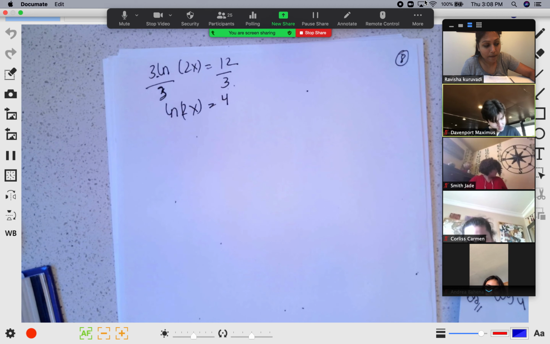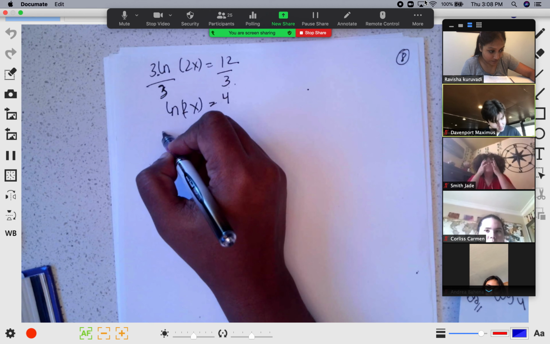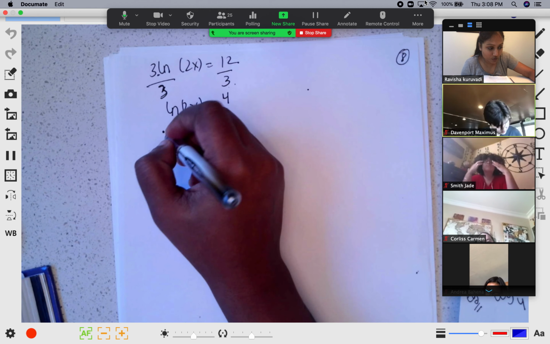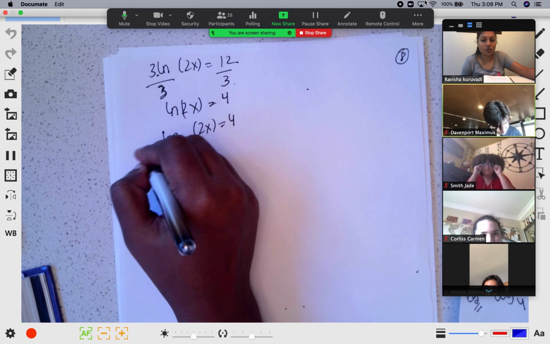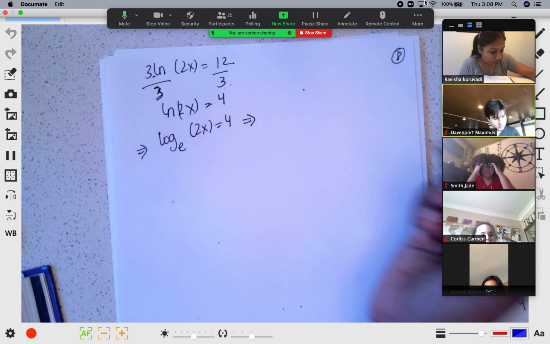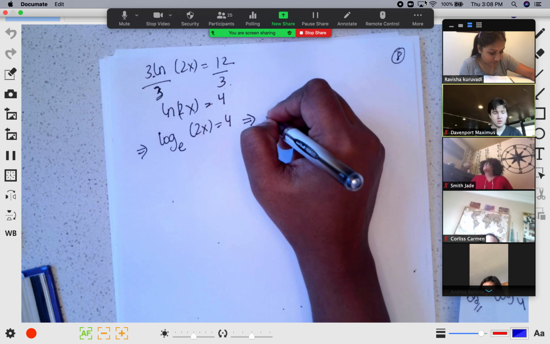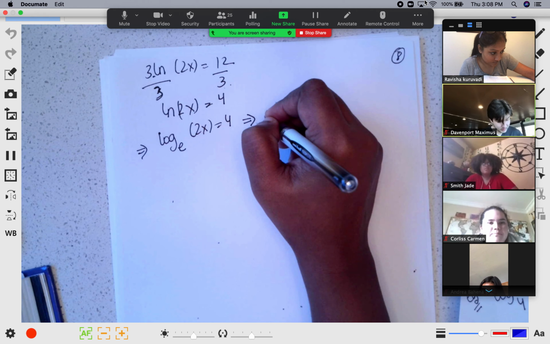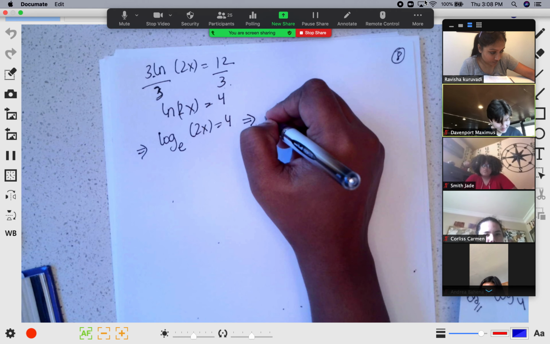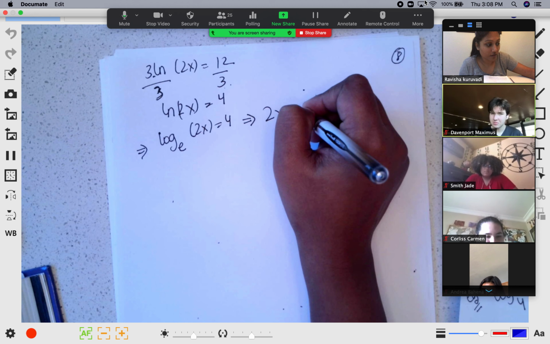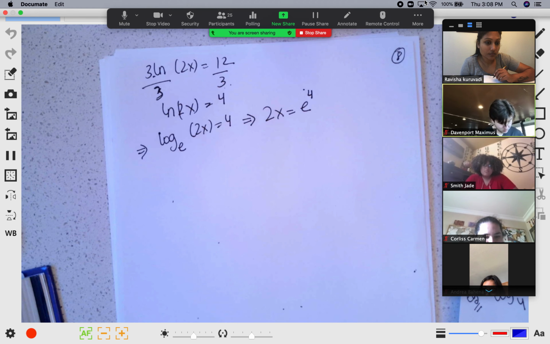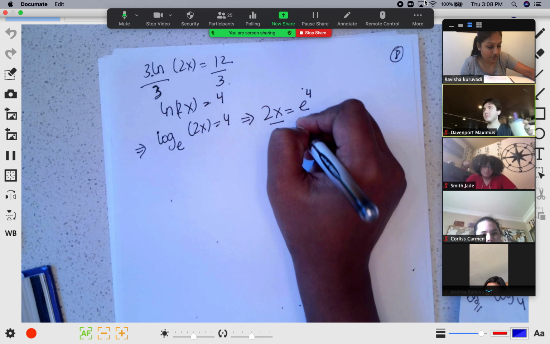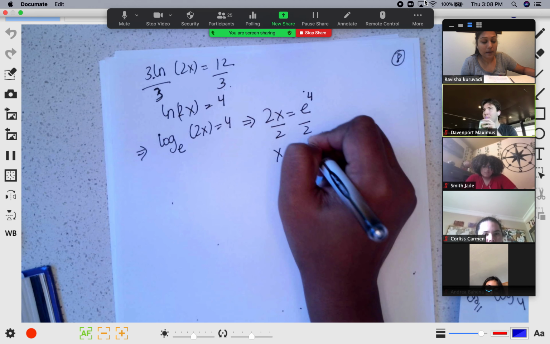What is ln? Log e. Log e, and then you have 2x is equal to 4. Once I got my ln on one side and the constant on the other side, I have to convert into exponential. When you convert into exponential, what does it become? It becomes 2x is equal to e to the power 4. I just need to solve for x. How do you solve for x? Divide by 2. So you basically got x as e to the power of 4 divided by 2.